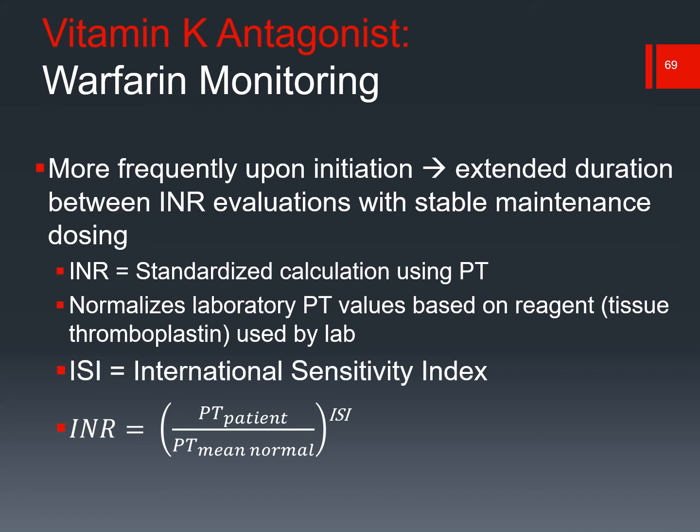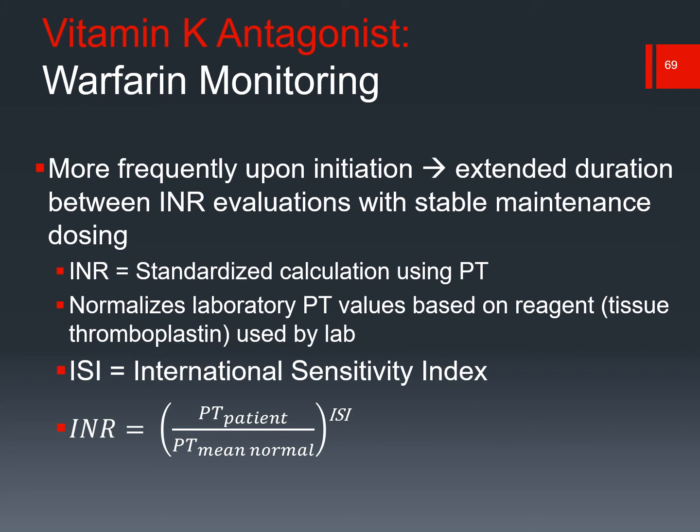In doing that, our PT will vary based on the reagent that was used to obtain that. So if we used one manufacturer's tissue factor to obtain the PT, that may have a different PT variability from another manufacturer's tissue factor that was added to the plasma sample. So we do what's called an INR. It's a normalized ratio that raises the calculation compared to control to an international sensitivity index. Every single one of our reagents has a different international sensitivity index.